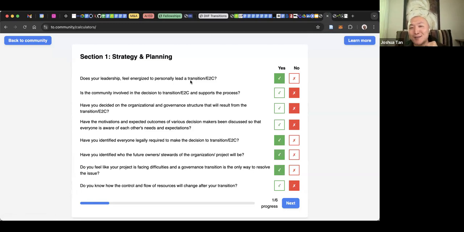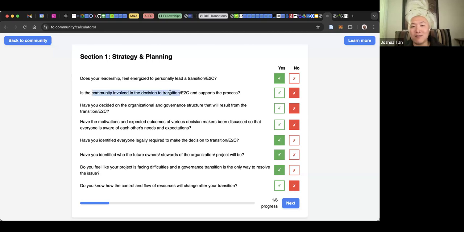Yes, I personally feel energized to lead a transition, exit to community. I would really like to see this happen within the time constraints of my own time, of course. The reality here is that I manage other things at Metagov and outside of Metagov, so I'm very cognizant of the fact that my own capacity is a finite resource in how to execute this, which is going to be a big part of whether this is successful or not.